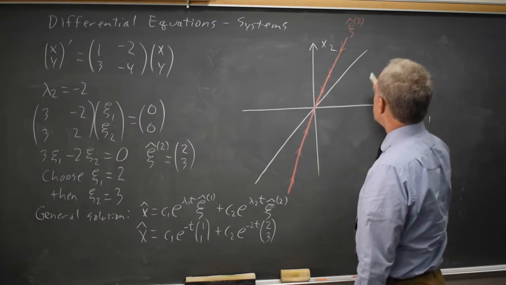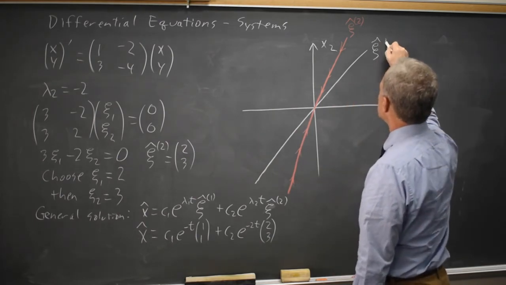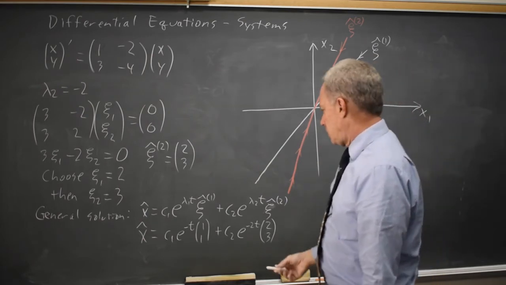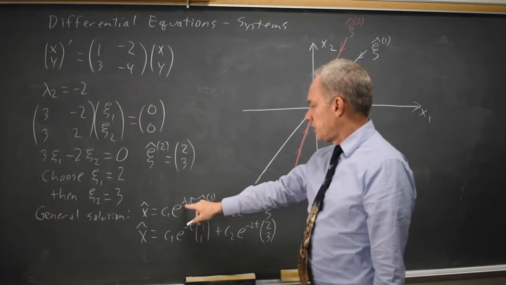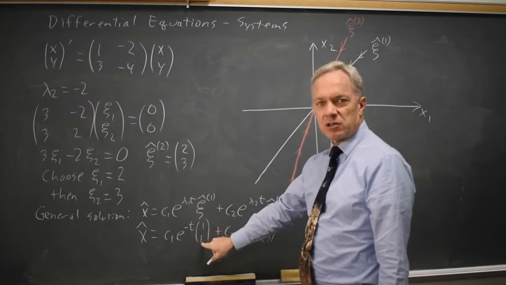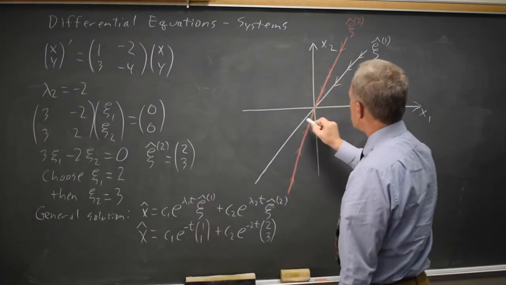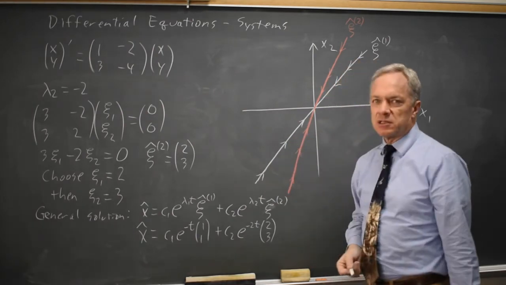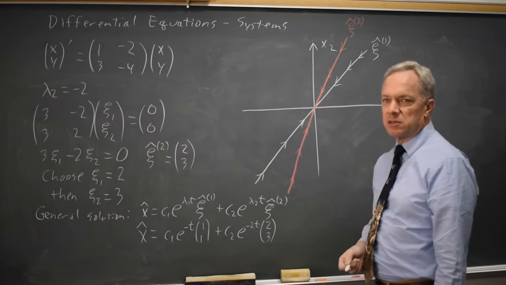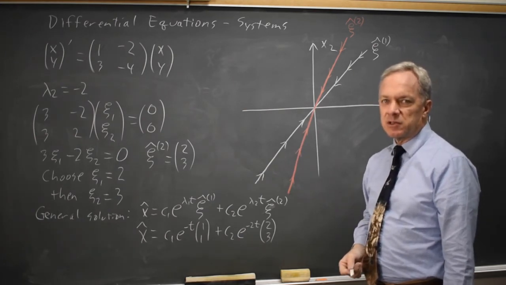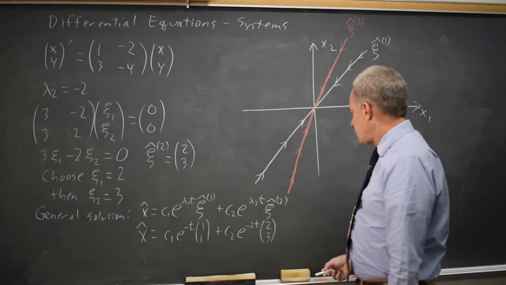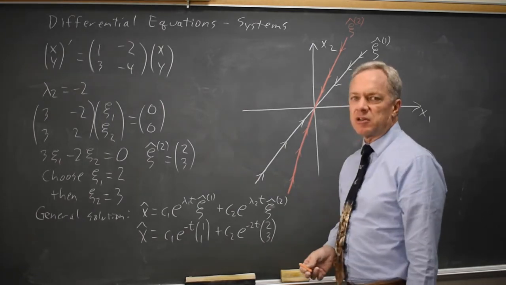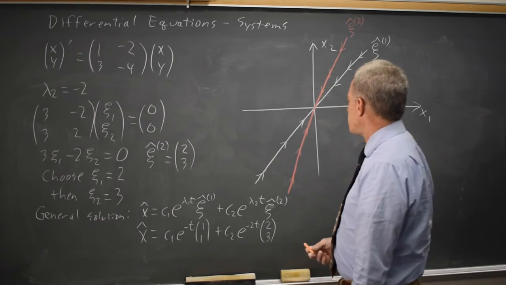If we started on eigenvector 1, as t increases, e to the -t times that vector moves toward the origin. Your component in both directions decreases in magnitude as t goes to infinity. The other question is, what do the trajectories look like if you have a linear combination of these?